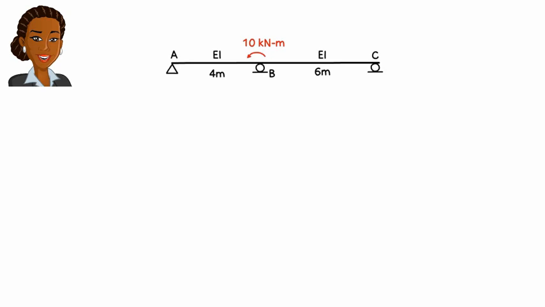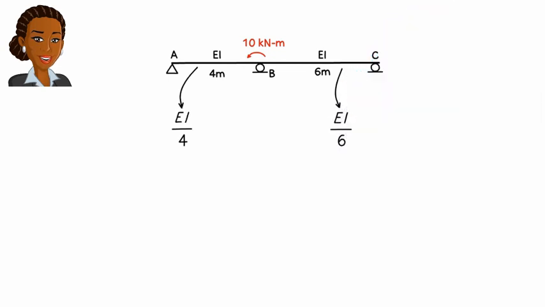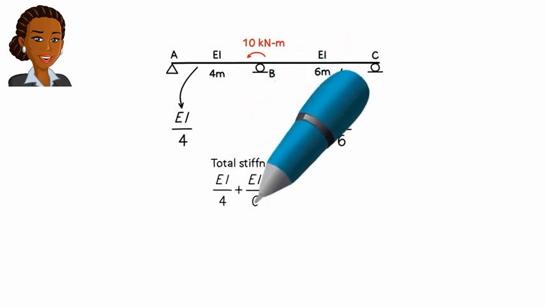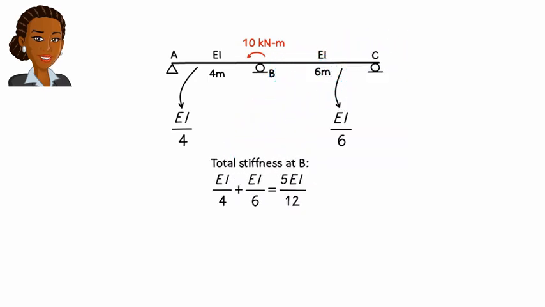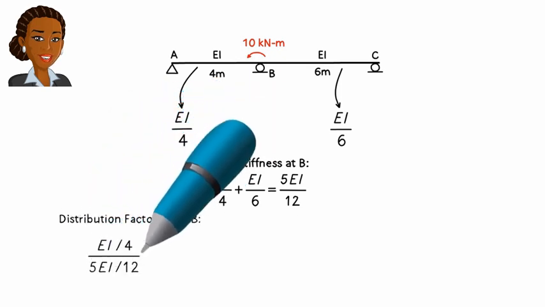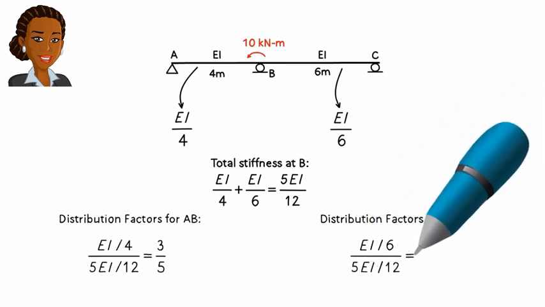In lecture SA38, we saw how the distribution factors at B can be calculated using the member stiffness coefficients. Each member has a stiffness coefficient equal to its EI over L. The total stiffness at the joint equals the sum of the coefficients for the members connected to the joint. The distribution factors at each joint are calculated by dividing the coefficient for each member by the sum of the coefficients.